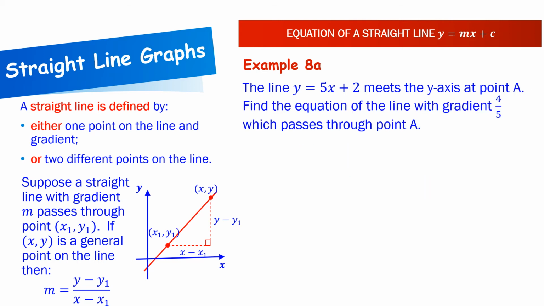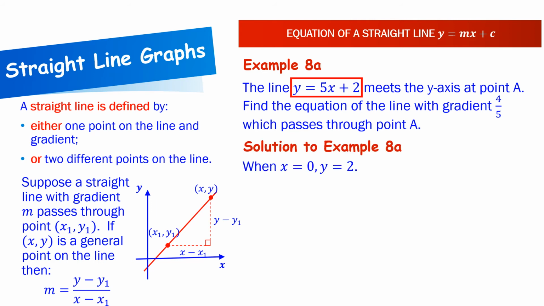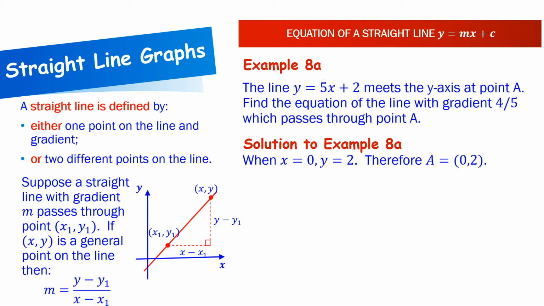We will tackle the solution to example 8a first. Now when x equals 0, we have y equals 2. Therefore, A equals (0, 2). The gradient of the second line is m equals 4/5.